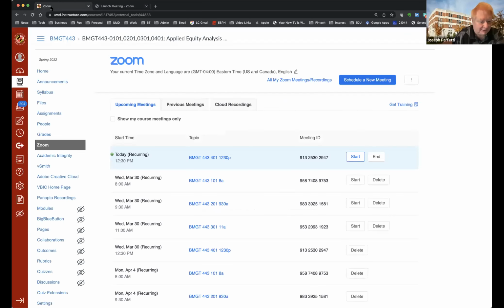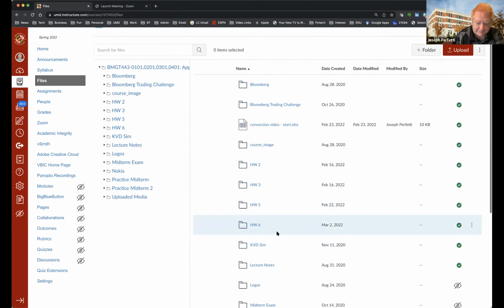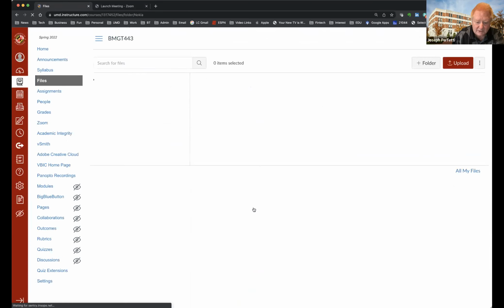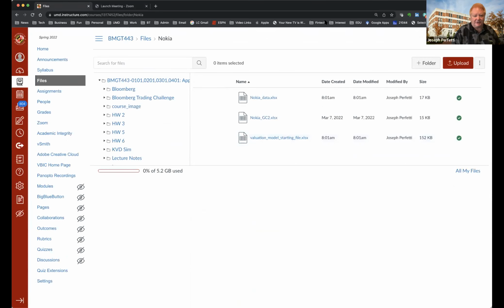So on Elms, there's a folder in the files folder under Nokia with the two files. The two files that you're going to need are called Nokia Data and Valuation Model Starting File.xlsx. So I'll need you to download and open those two files. While you're doing that, as I said, we're going to be building those files, starting with that.